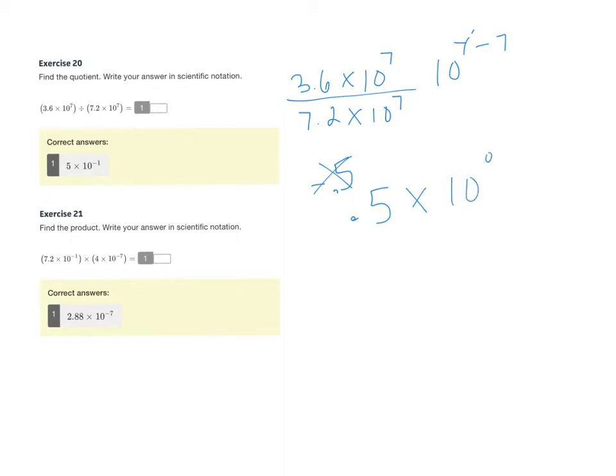Now, is this in scientific notation? It is not. So we can move that decimal over. So that's going to be 5 times, and so it went from a half to 5. So it went up. That means that our exponent is going to get one less, which will be negative 1. And now we're in scientific notation. Let's take a peek at 21.